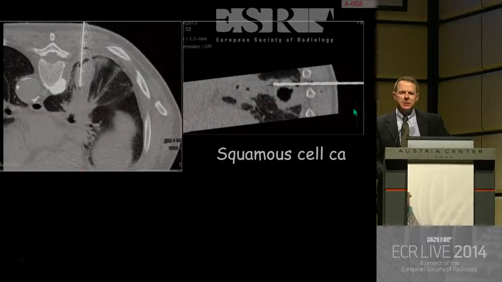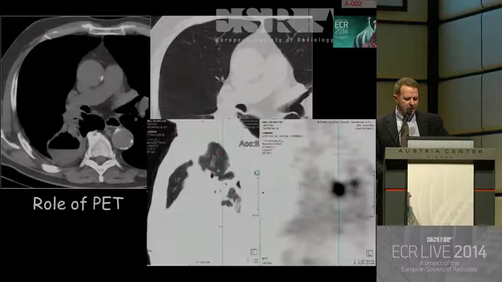This is a sagittal reconstruction. You see that we go through the wall of the abscess, but we go directly to the area of the bronchi, exactly where the uptake was over here. You see my green arrow.